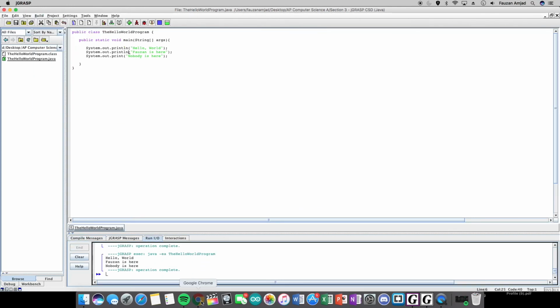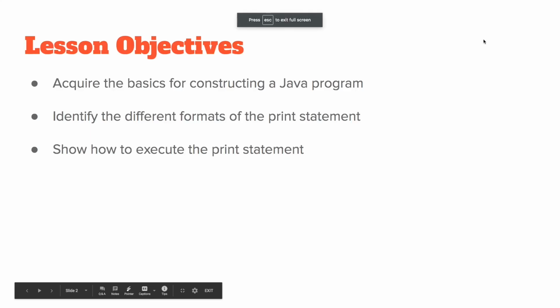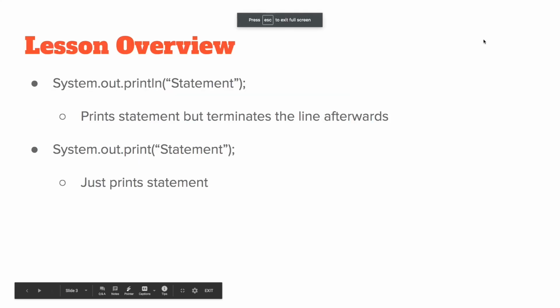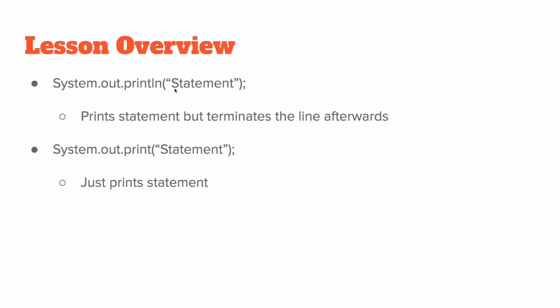All right, so going back to our lesson PowerPoint, this is just a lesson overview. The system.out.println statement prints the statement, but it terminates the line afterwards. It just means that once you use this executable Java statement, no other print statement can print its text on that same line. It has to go on the next line. It's like, we don't want you to print here anymore, so we're pushing you to the next line.